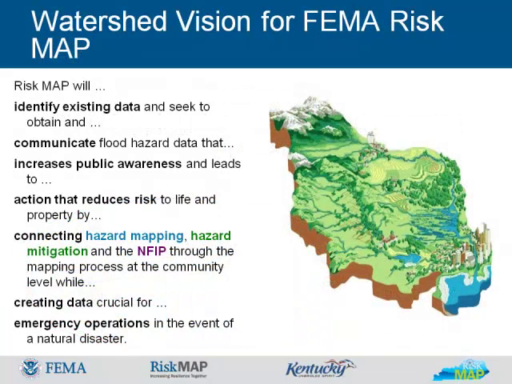The watershed vision for FEMA RiskMAP states that RiskMAP will identify existing data and seek to obtain and communicate flood hazard data that increases public awareness and leads to action that reduces risk to life and property by connecting hazard mapping, hazard mitigation, and the National Flood Insurance Program through the mapping process at the community level while creating data crucial for emergency operations in the event of a natural disaster.